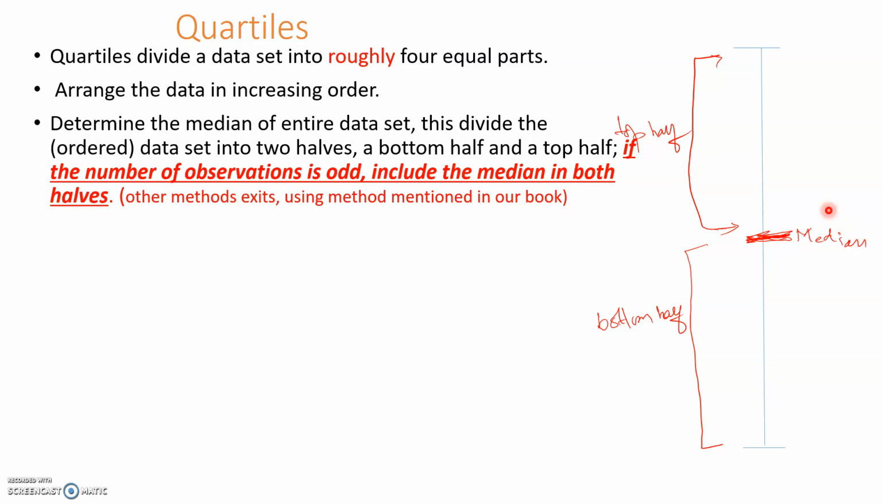But remember this: where will this cutoff value belong? Will it belong to the top half, or will it belong to the bottom half? It's decided by the number of observations. If the number of observations is odd, we include the median in both the halves.